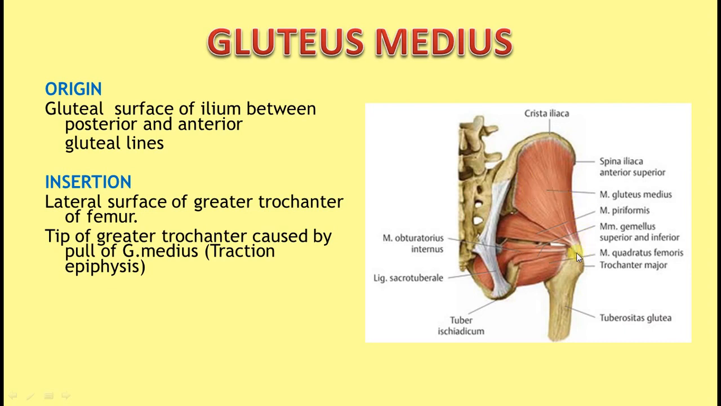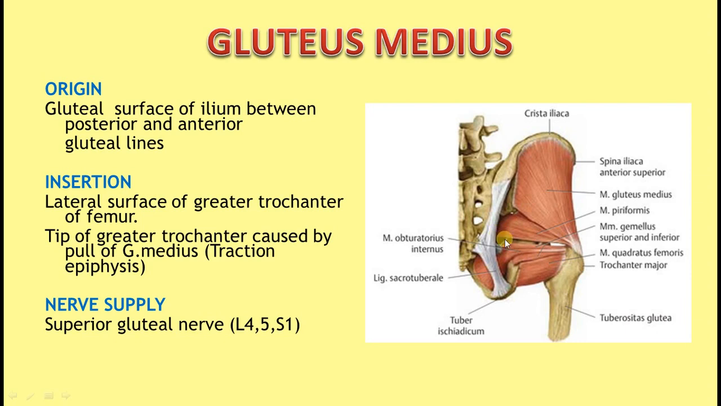It is getting inserted into the greater trochanter, lateral surface of the greater trochanter. So the tip of the greater trochanter is mainly formed by the traction epiphysis, which is given by the pull of these muscles. Okay. So due to the constant traction or pull given by this tendon, naturally what happens is that the tip of the greater trochanter is developed. It is an example of traction epiphysis. In your general anatomy class, 4 types of epiphysis you have: pressure epiphysis, traction epiphysis, atavistic epiphysis, and aberrant epiphysis. Of this, here is an example of the traction epiphysis.